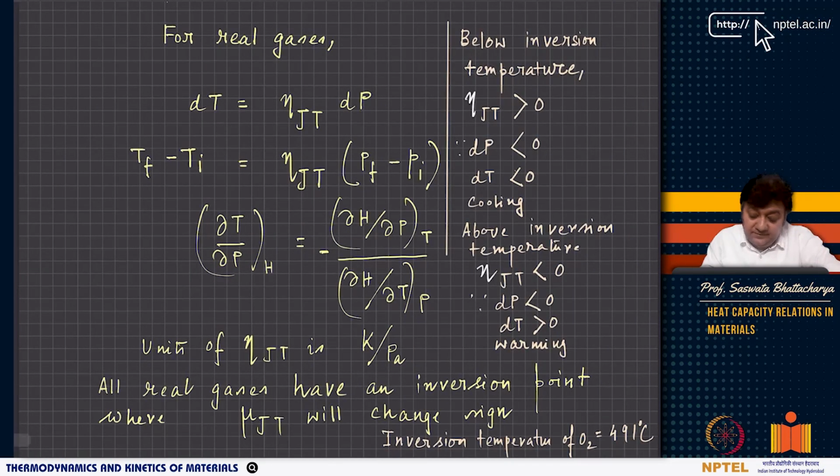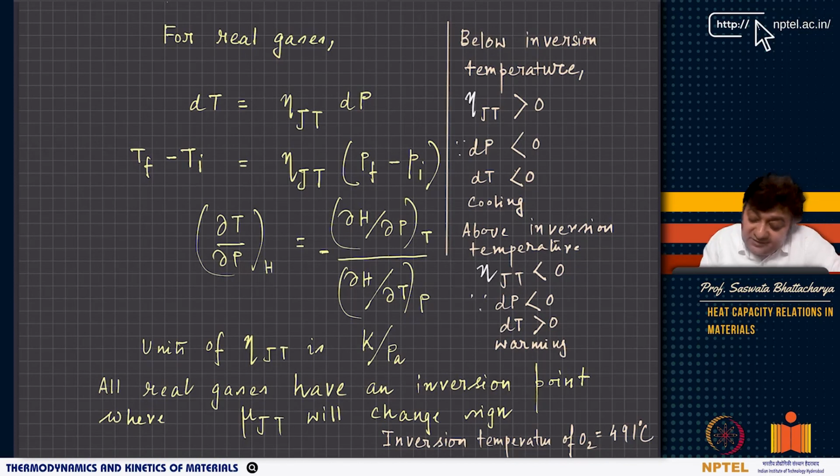Right? So as I told, for real gases, dT, the change in temperature, is related to change in pressure. So Tf minus Ti is equal to eta JT times Pf minus Pi. And as I told you, del T del P at constant H, again from our chain rule, is nothing but minus of del H del P at constant T over del H del T at constant P, and the unit obviously is Kelvin per Pascal. All real gases have an inversion point where eta JT changes sign. So the inversion temperature for oxygen, for example, is 491 degrees Celsius.